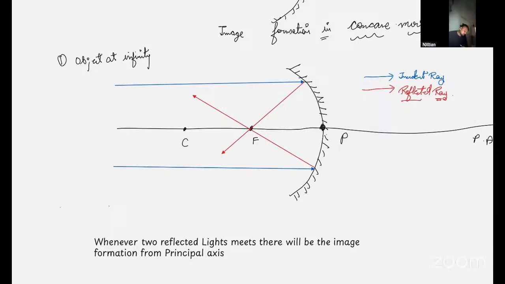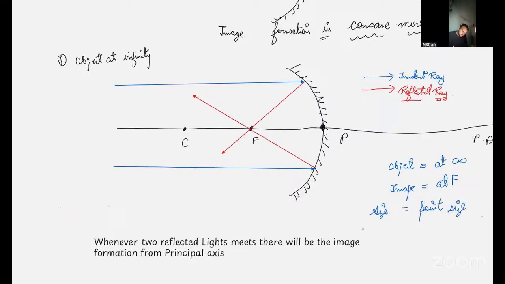Yes. So it means that when object is placed at infinity, this is a sign of infinity, the image is formed at focus. And what is the size? The size of the image is always considered from the principal axis. Now it is on the principal axis, so it will be point size.